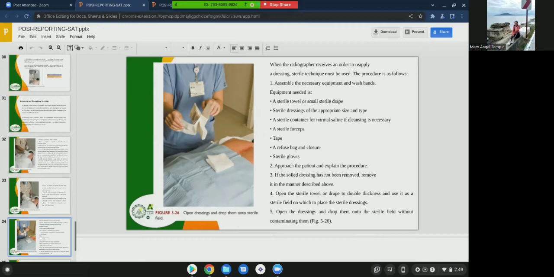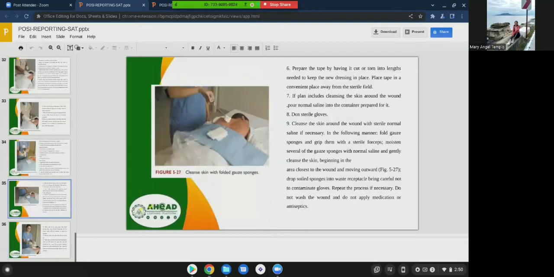2. Approach the patient and explain the procedure. 3. If the soiled dressing has not been removed, remove it in the manner described above. 4. Open a sterile towel or drape to double thickness and use it as a sterile field in which to place the sterile dressings. 5. Open the dressings and drop them onto the sterile field without contaminating them. 6. Prepare the tape by having it cut or torn into lengths needed to keep the new dressing in place. Place the tape in a convenient place away from the sterile field.